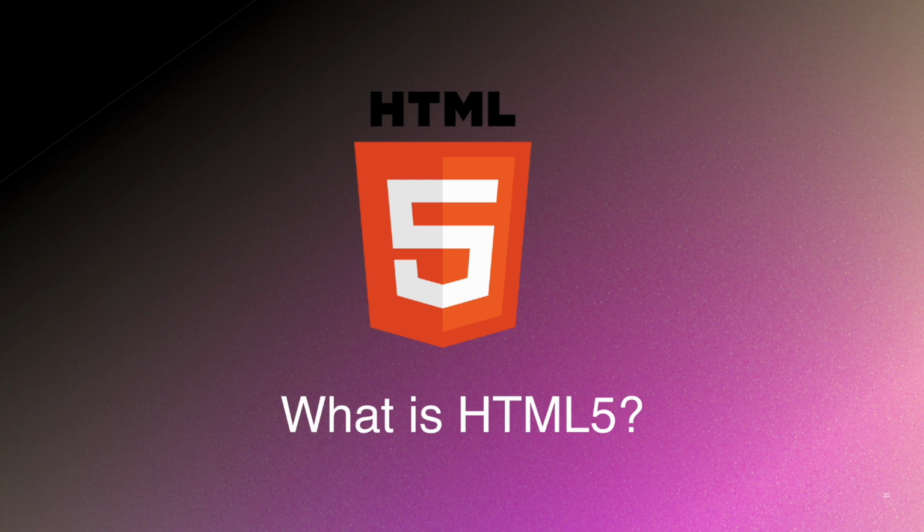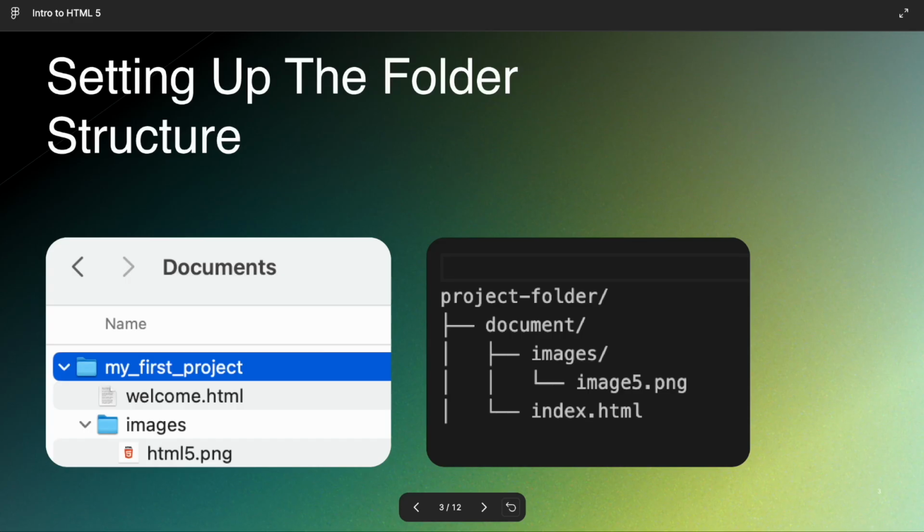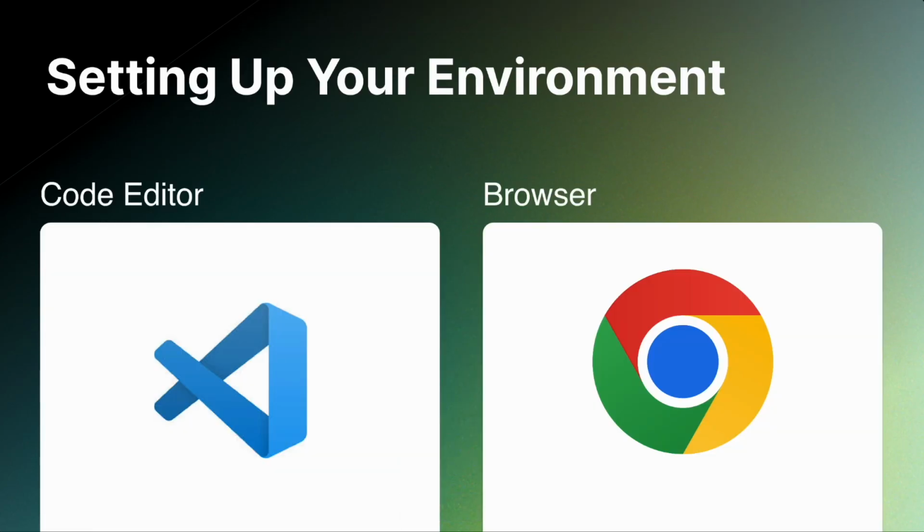It introduces new elements, attributes, and behaviors, making creating dynamic and engaging websites easier. HTML5 is designed to be compatible across various devices, ensuring your site looks great on both desktop and mobile. So let's set up our development environment. You'll need a text editor like VS Code, Sublime Text, or Notepad++. You'll also need a web browser to preview your work, such as Google Chrome, Firefox, or Safari.